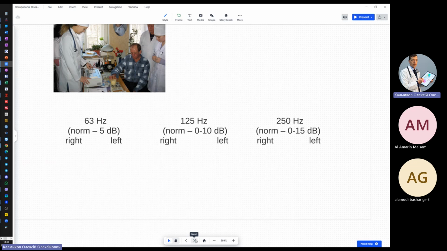We turn to another frequency, 125, and minimal intensity. Do you feel? No, I don't feel. 5 decibels. Do you feel? No, I don't. 10 decibels. Do you feel? No, I don't. 15 decibels. Yeah, I feel. The threshold is detected. And same for the other hand and on different frequencies. In our clinic, we use 63, 125, and 250 hertz. But in others, they could be different. It depends again.